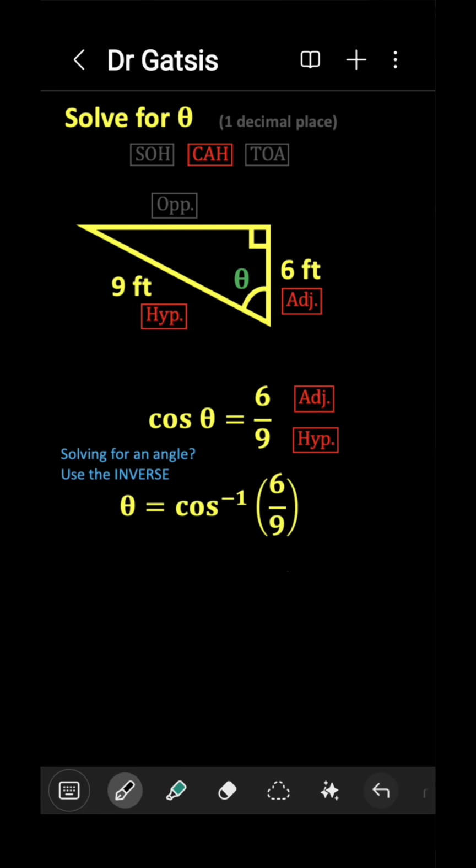Now 6 over 9, you could write that as a decimal, or you can just use brackets with your calculator. So you could evaluate 6 over 9 first, or just do this in one step. I do this in one step on my calculator, and it gives an answer of 48.2 degrees.